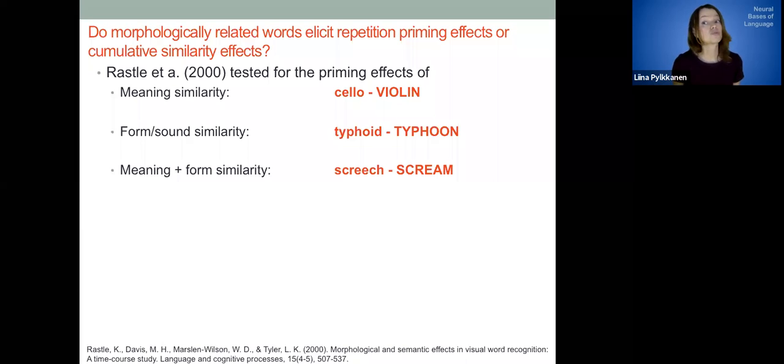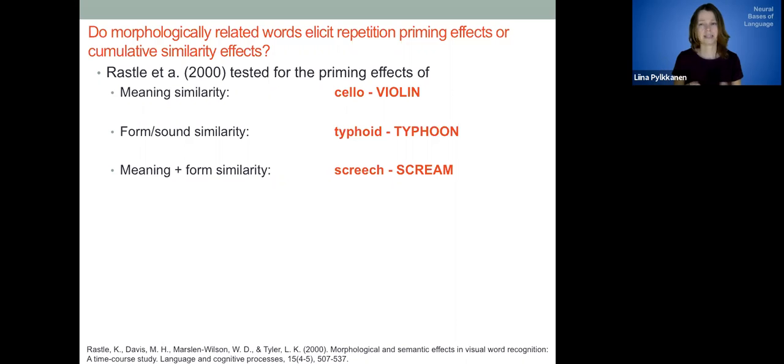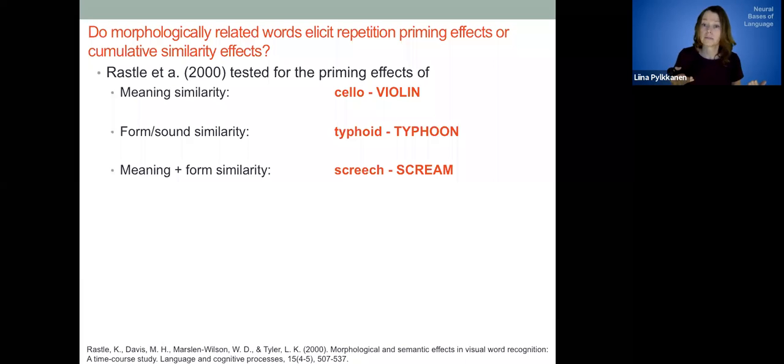And then there's a really crucial condition. This condition is a situation where there is both form similarity and meaning similarity, but it's not a case of morphological relatedness. This is a little bit difficult to find in language, although we do have cases like ritzy glitzy, for example. The example here is screech, scream. So these two words sound similar, and they also have a somewhat similar meaning, but they're not morphological relatives.